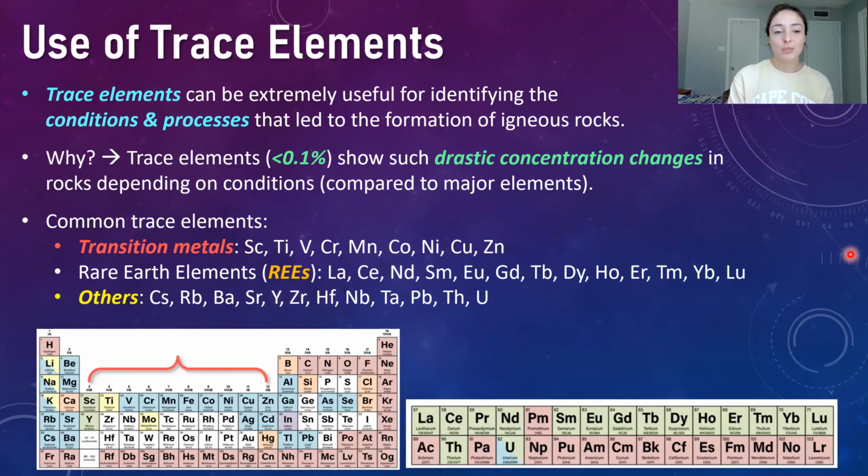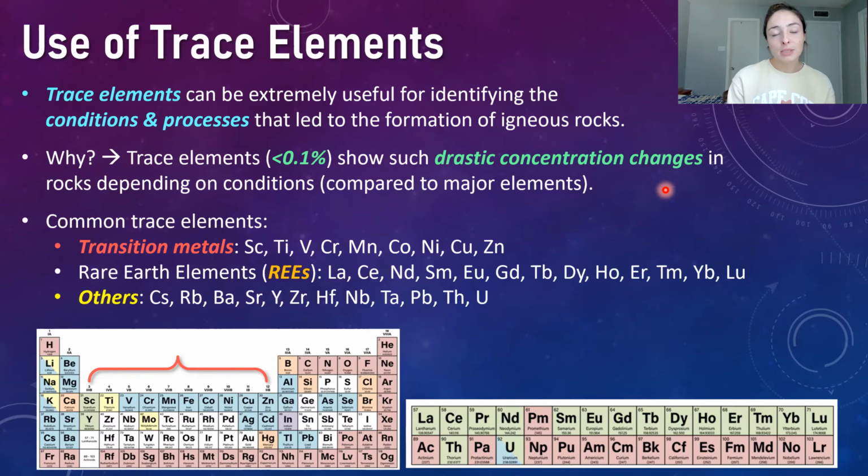And now let's move to the last part of this lecture, which is about trace elements. Trace elements can be extremely useful for identifying the conditions and processes that led to the formation of igneous rocks. And this is because trace elements, which are only less than or equal to around 0.1% of the final rock, show a drastic concentration change depending on the rock's conditions and processes of formation compared to that of major elements.